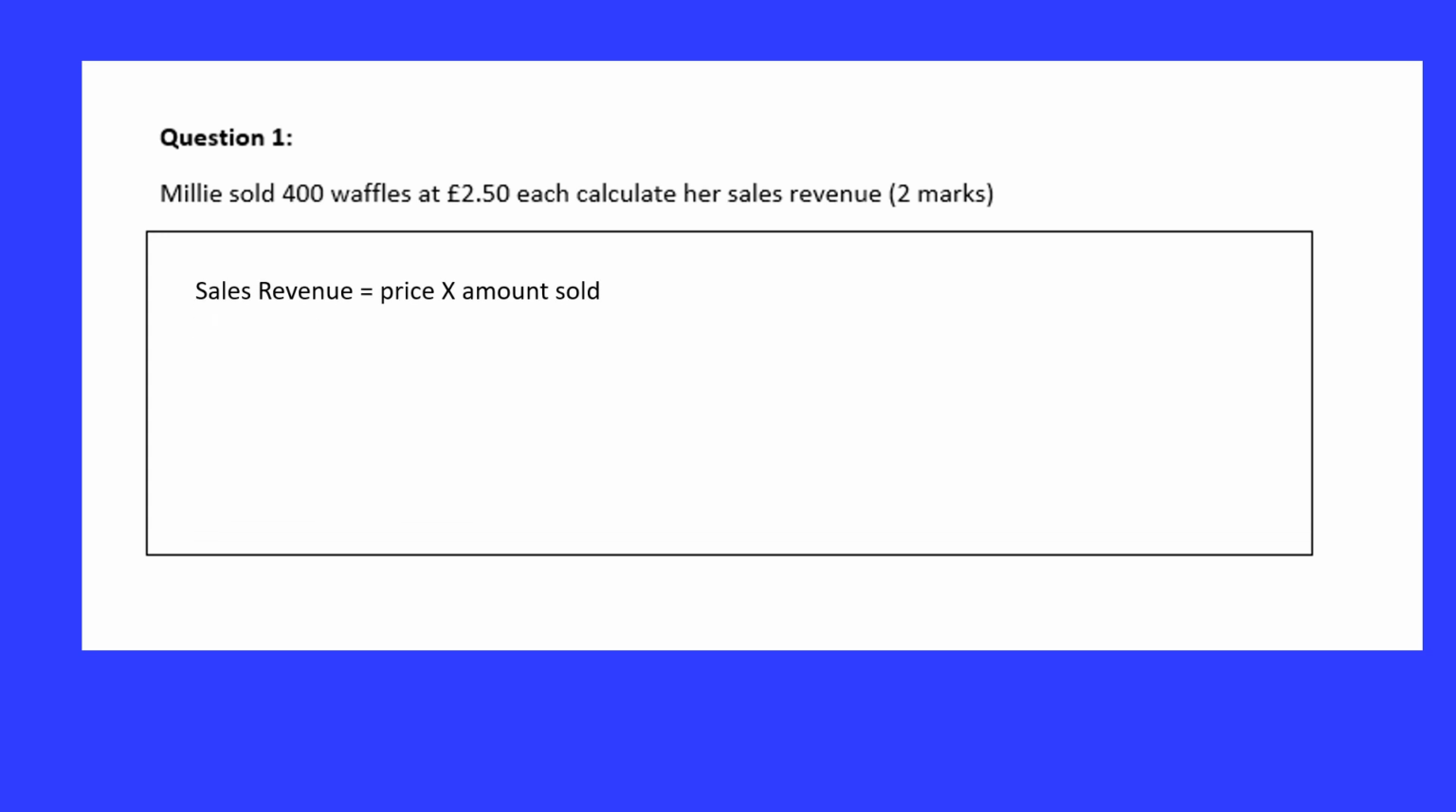So the formula we need to use is sales revenue equals price times amount sold. If we look here, we can see the price was £2.50, the amount sold was 400. £2.50 times 400 equals £1,000. You have 2 marks if you've written that.